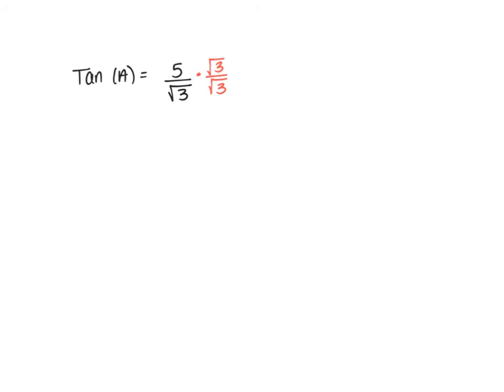So 5 times rad 3, and then rad 3 times rad 3. So the tops will be 5 rad 3, and the bottom, rad 3 times rad 3, is rad 9, which reduces to 3. So this answer would be 5 rad 3 over 3. Okay, so that's it. That's the concept of rationalizing. Let's move on to example number 3.